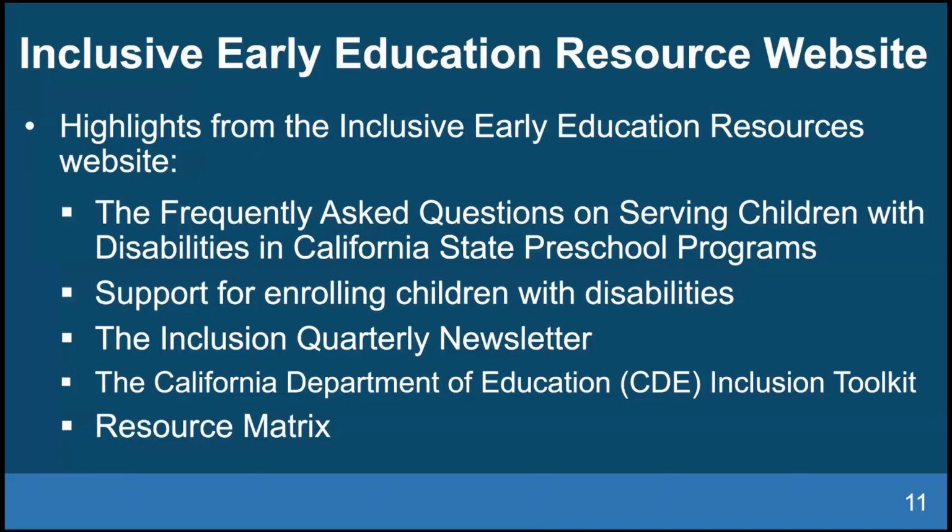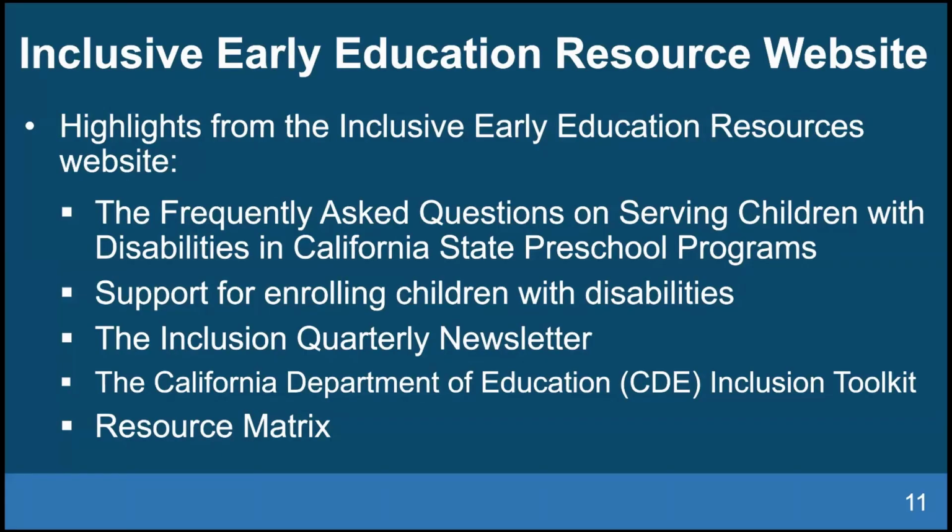A standout feature of the webpage is the Inclusive Early Education Resource Matrix. This matrix connects programs to a wide range of state-supported tools and initiatives that strengthen inclusive practices. Resources featured in the matrix include the CDE Inclusion Toolkit, Beginning Together, Open Access, the California Early Childhood Special Education Network, or CalECSE, and Supporting Innovative Practices, SIP.